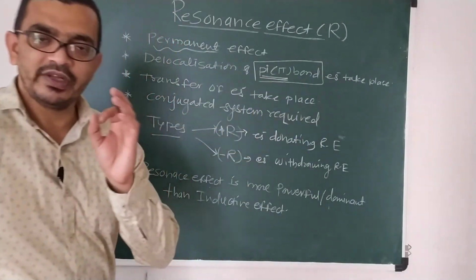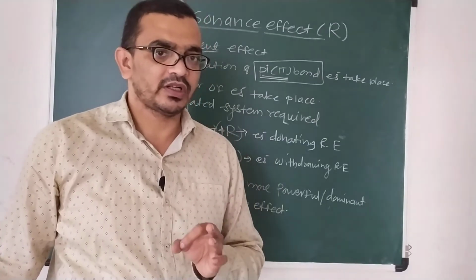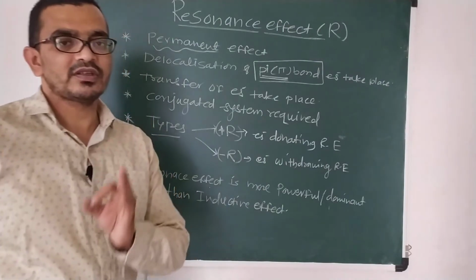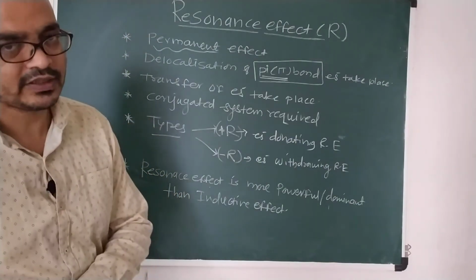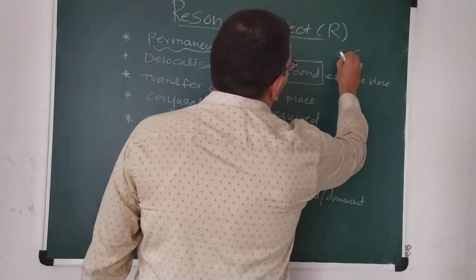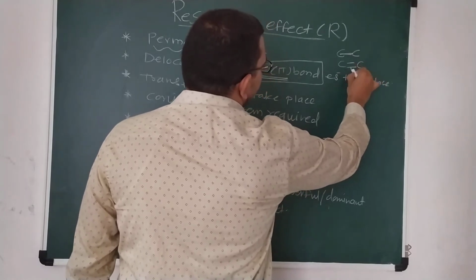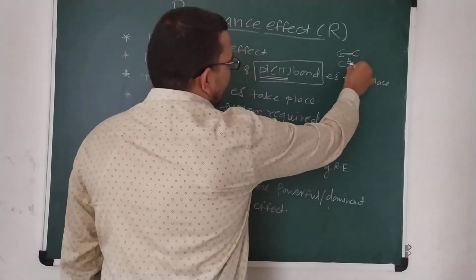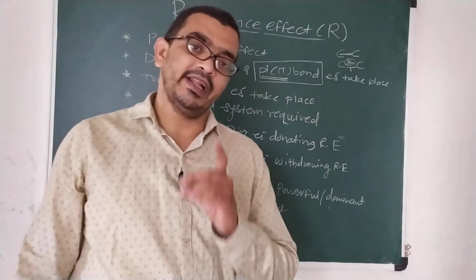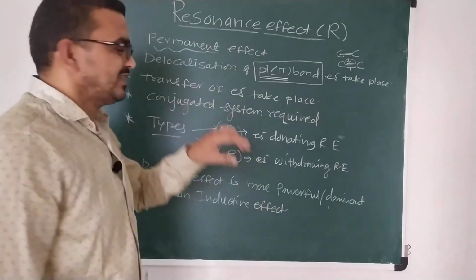I told you the pi bond is weak as compared to the sigma bond, correct? So here the pi bond is involved, meaning your system should be double or triple bonded. If there is a carbon carbon single bond, then there is only a sigma bond, but if there is a carbon carbon double bond, then there is one sigma and one pi bond. So in this case there is the possibility of shifting of pi electrons. This is very important. So there is delocalization.